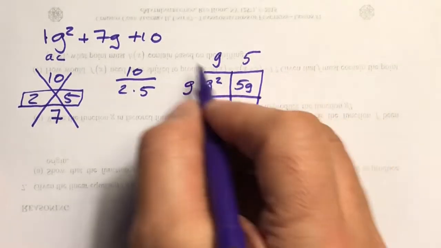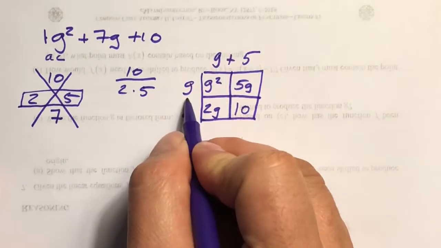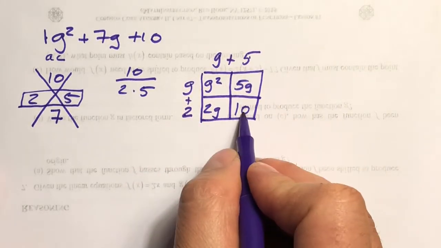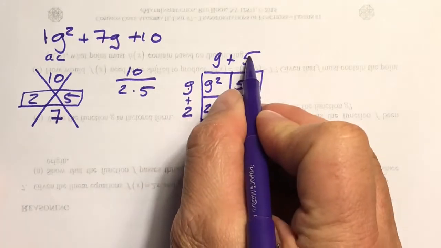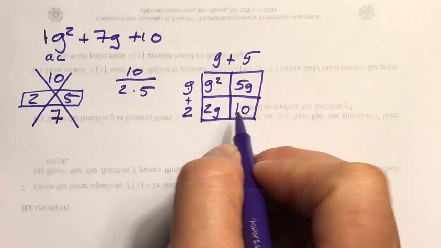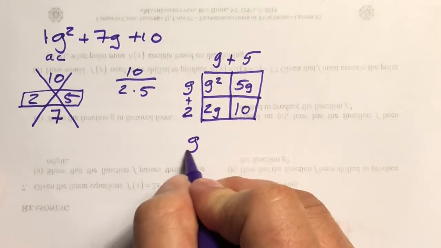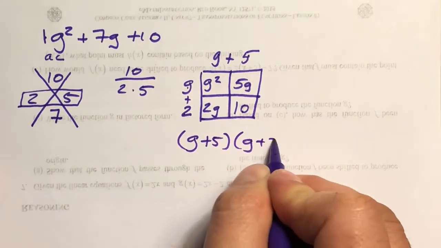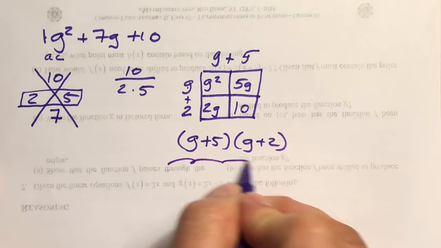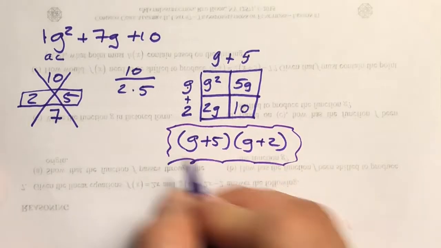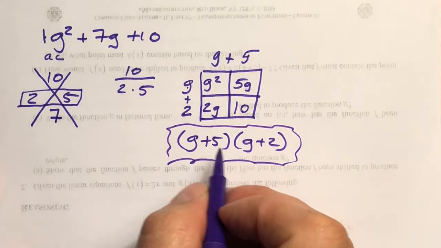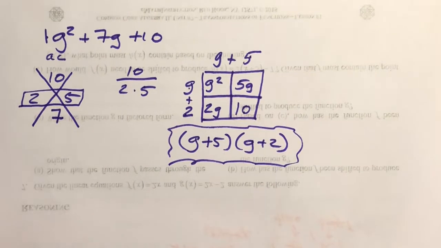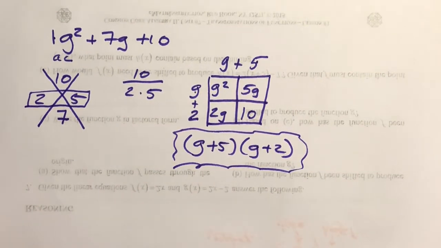Now, going back to when we multiply binomials, remember, to get the box here, you multiply 2 times 5 is 10, G times 5 is 5G. It all works. So there's my answer: G plus 5 and G plus 2. Those are my factors. Done. In the future, there's a lot that we're going to do with those two factors. This is just the first step into solving a quadratic equation.